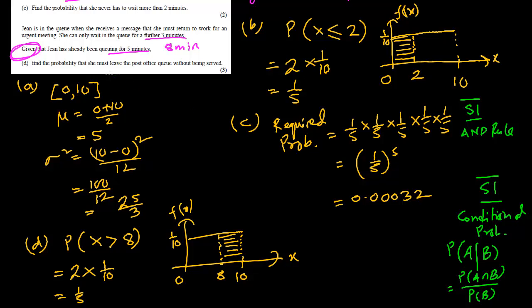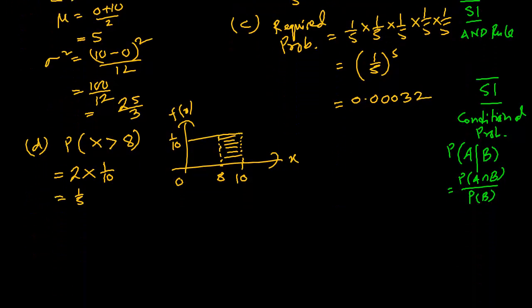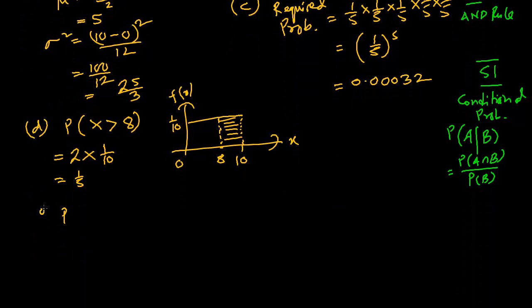So since an information is given, so this information says the person has already been in line for 5 minutes. That means the person hasn't been served. That simply means the person will take more than 5 minutes to be served. And that probability turns out to be x is greater than 5. So if we use this, so greater than 5, that means 5 to 10, the length is 5 and the breadth is 1 by 10. So this will be 1 by 2.